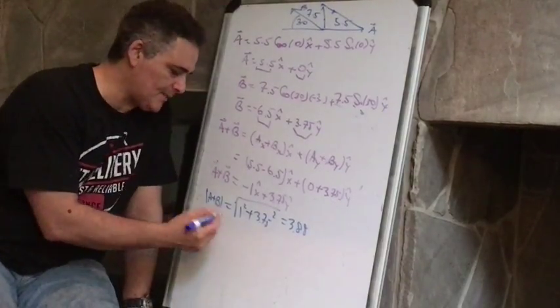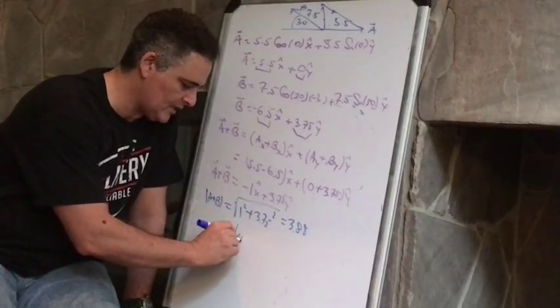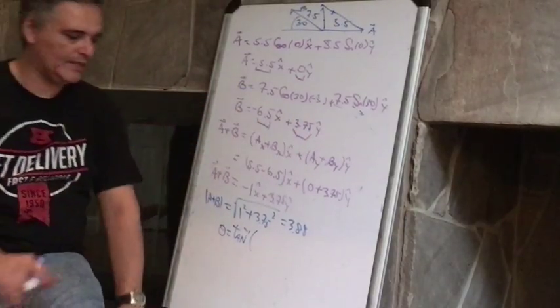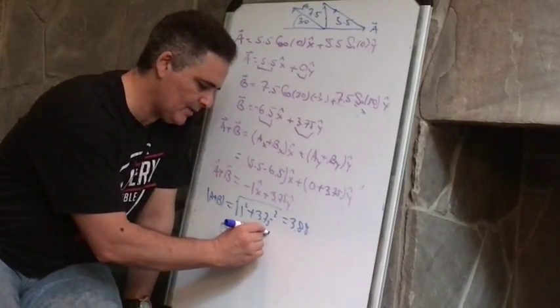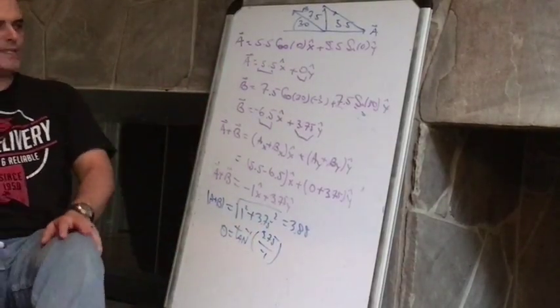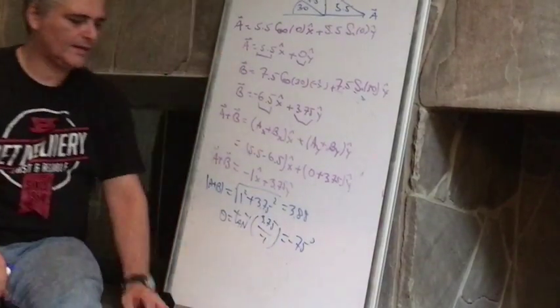The angle is just the opposite over adjacent. So the angle is the inverse tangent of the y part over the x part, the opposite over adjacent. So it's 3.75 divided by minus 1, which I think comes out to minus 75 degrees. Yeah. Okay.